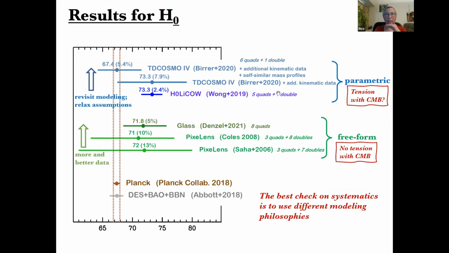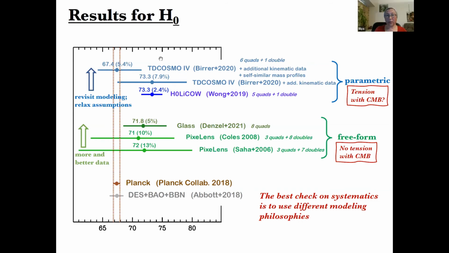And I won't go into details, but basically that kept the value of H naught the same, but it increased the size of the error bars to account for systematics. If you also insist that there's some self-similarity between mass profiles of the galaxies, then the central value of H naught shifts a little bit and the error bar shrinks somewhat. And now this result is completely consistent with Planck.